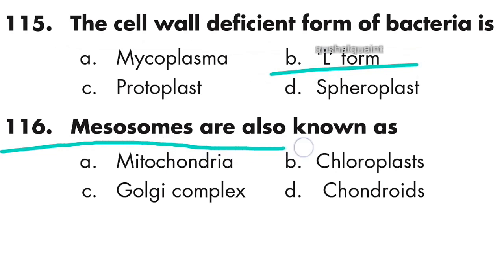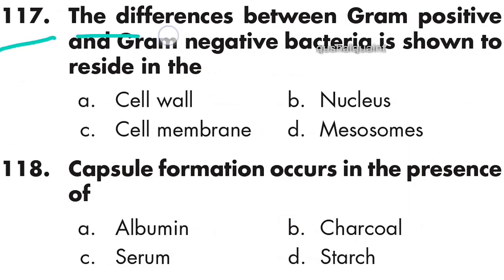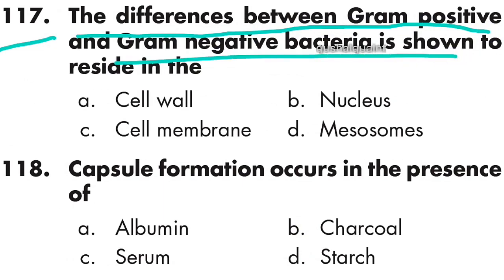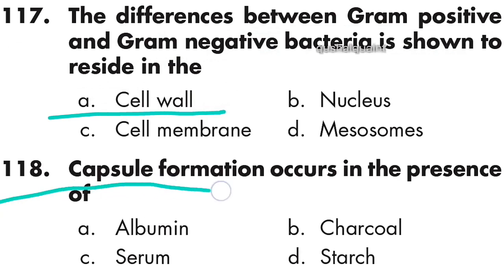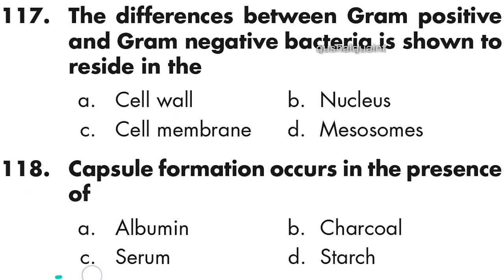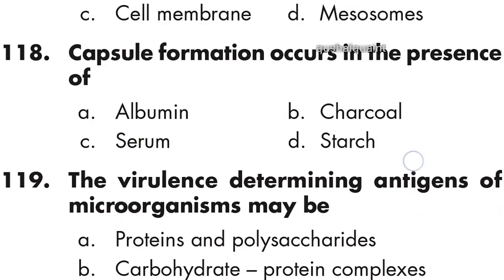Next question: mesosomes are also known as chondrioids. Option D is right, chondrioids. Question 117: the difference between gram-positive and gram-negative bacteria is shown to reside in the cell wall. Option A is right, cell wall. Question 118: capsule formation occurs in the presence of serum. Option C is right, serum.